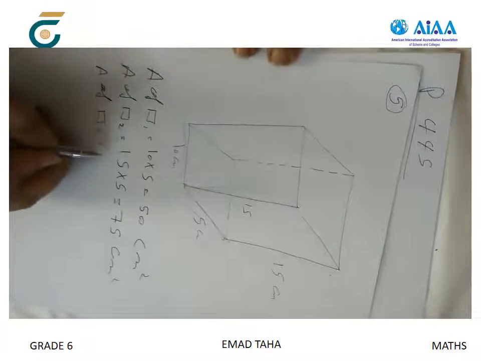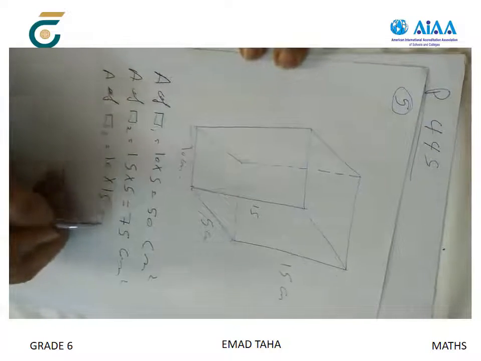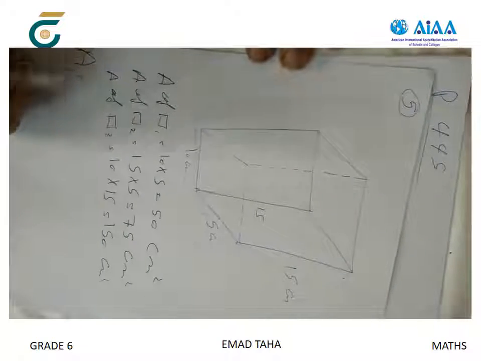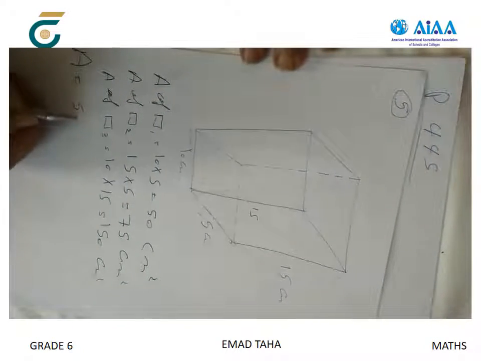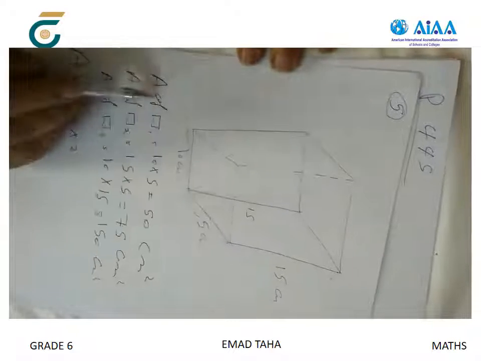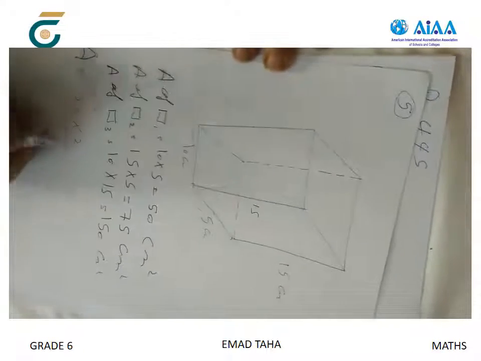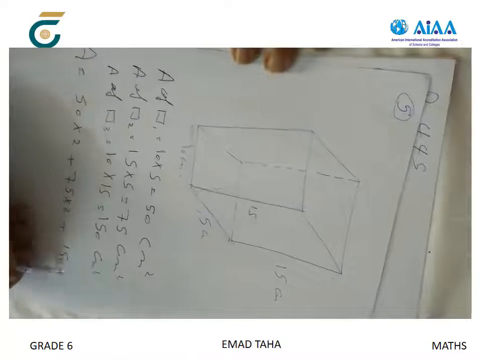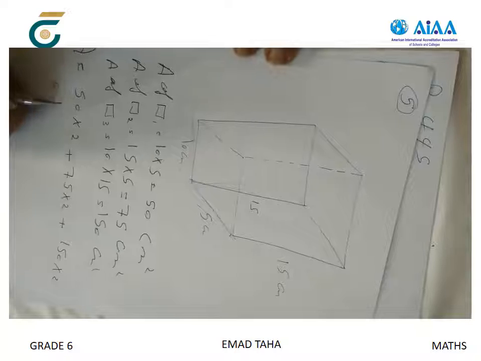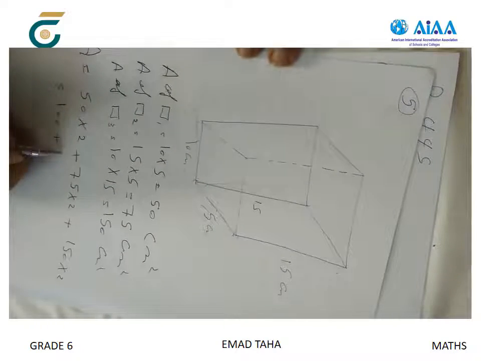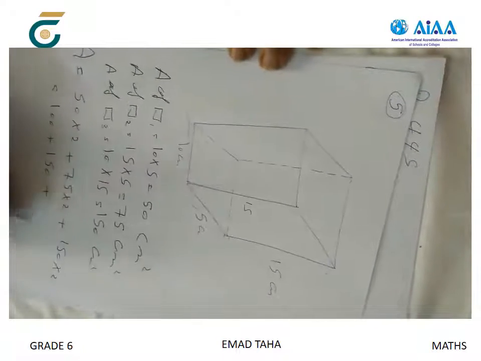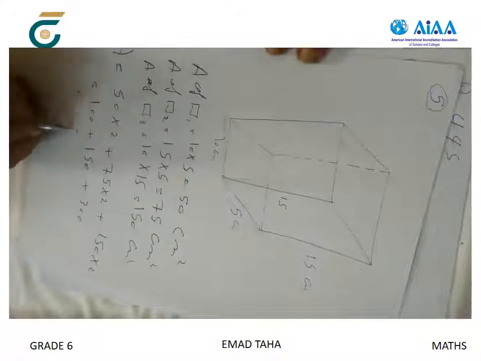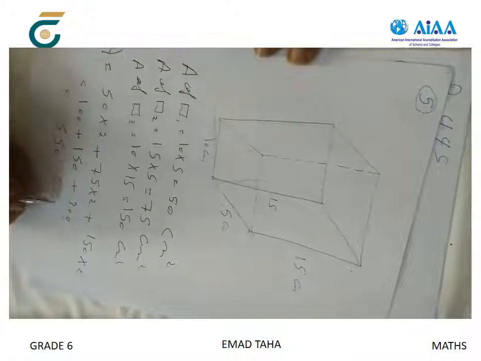But the total area equals 50 times 2, because for each rectangle we have two identical opposite ones, plus 75 times 2, plus 150 times 2. 50 times 2 equals 100, 75 times 2 equals 150, and 150 times 2 equals 300. So we have 100 plus 150 plus 300, which is 550 square centimeters.